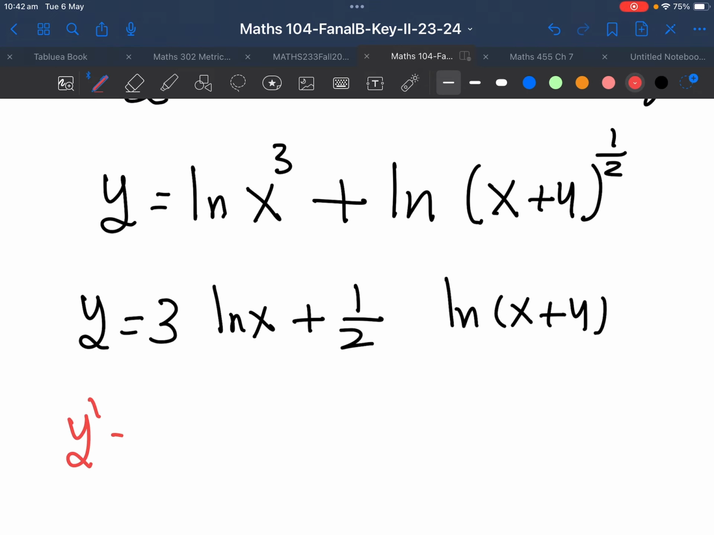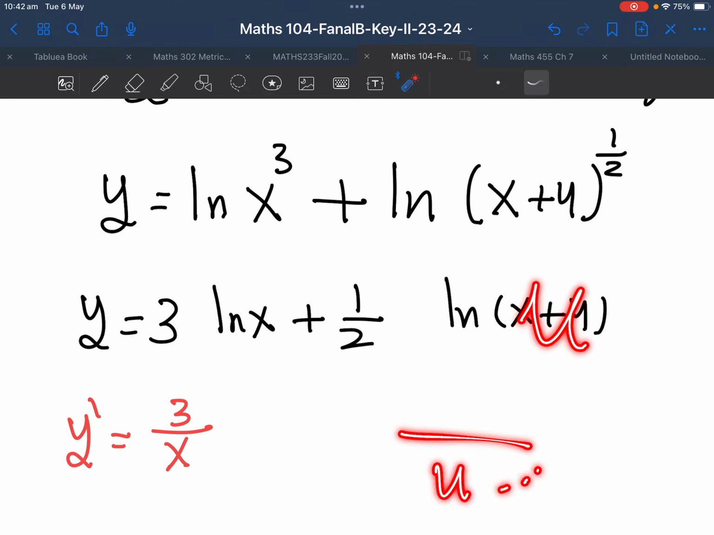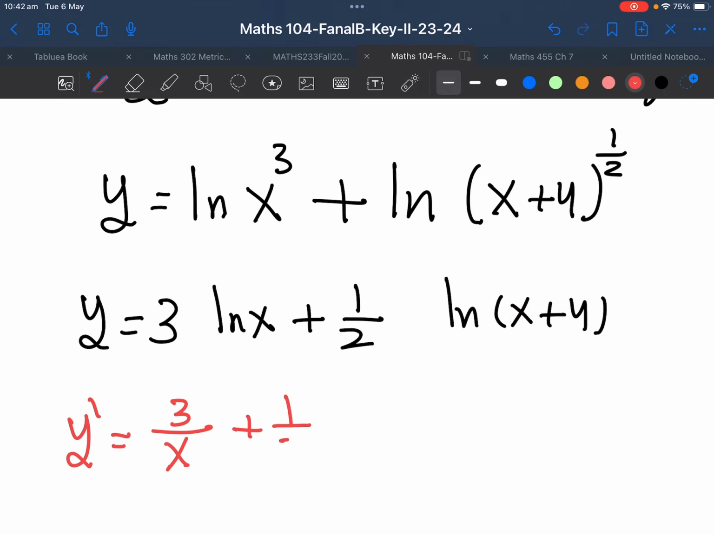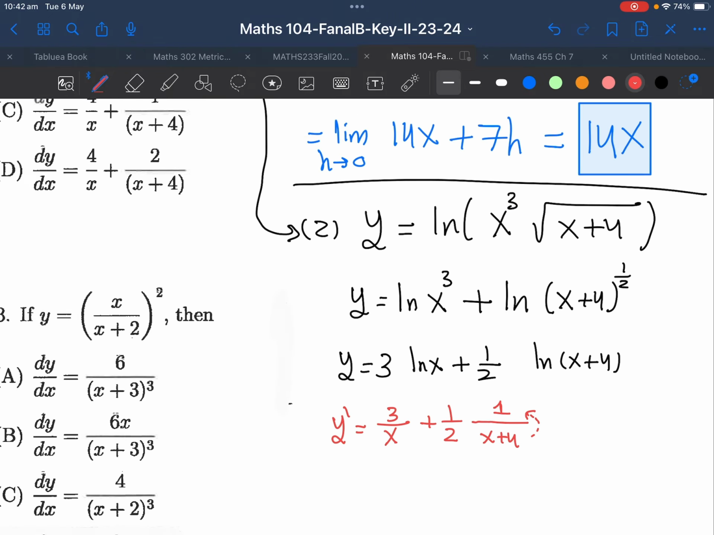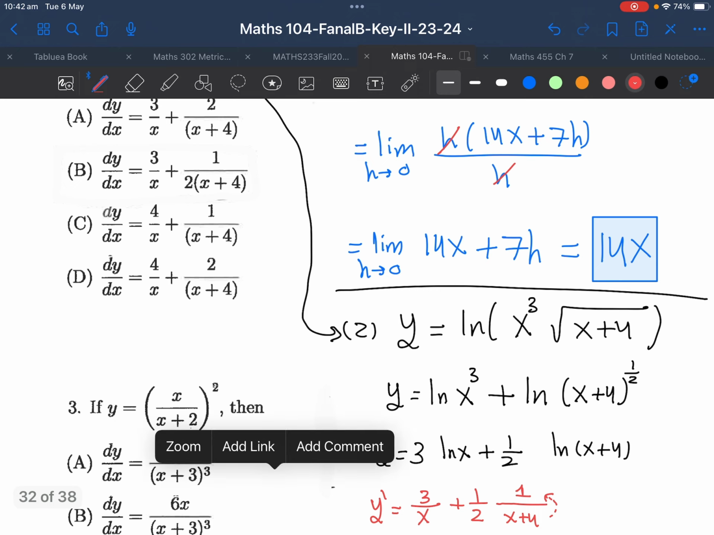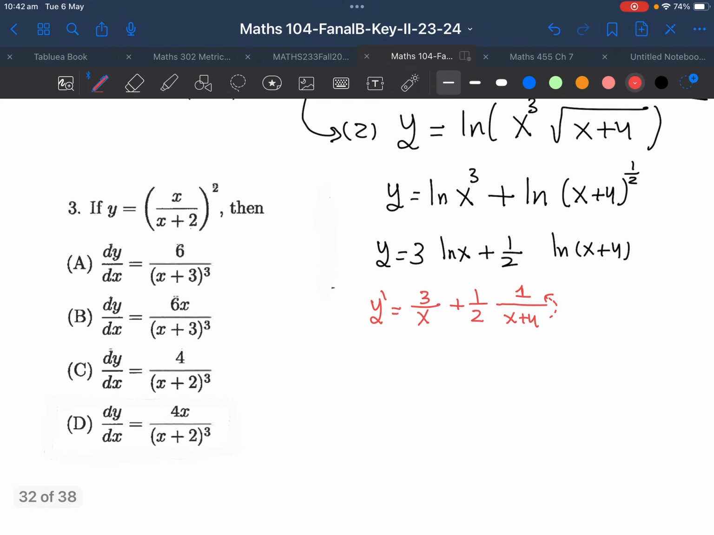And now we get y prime equal to 3 over x, because the derivative of ln x is 1 over x. Now what is the derivative of ln u? You just write u, and in the top you write u prime. So we get plus half over x plus 4, and then in the top you write the derivative of the denominator, which is 1. So that's the final answer, which corresponds to the answer of B. As you can see, B is almost the same as our question.